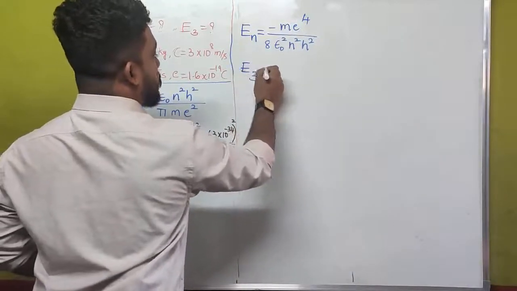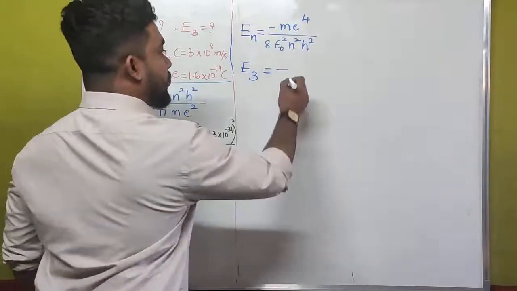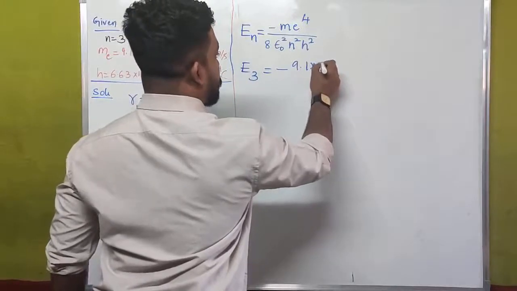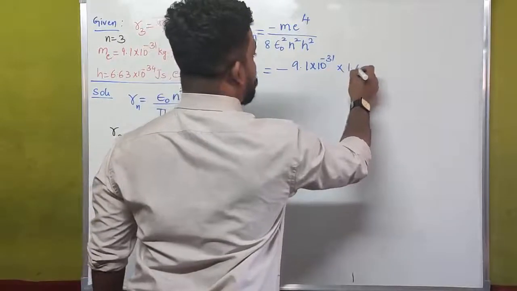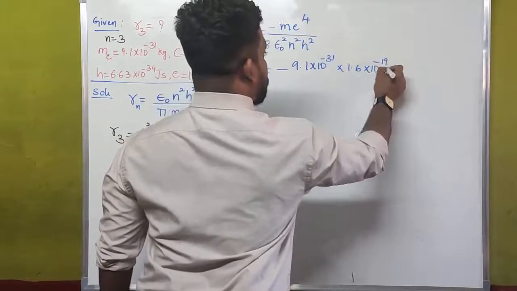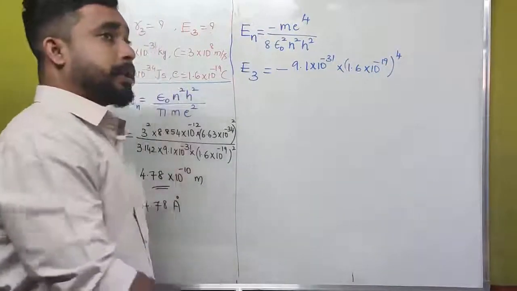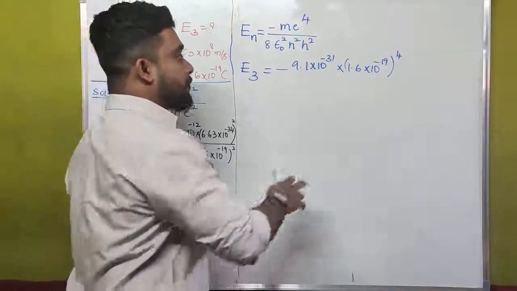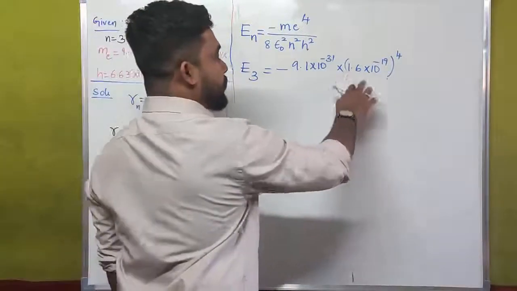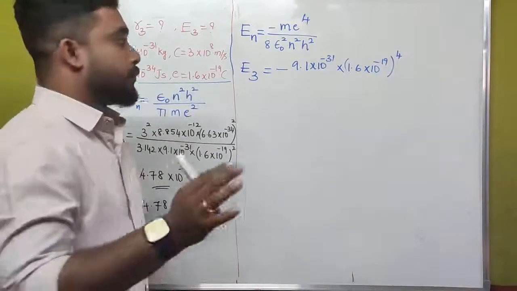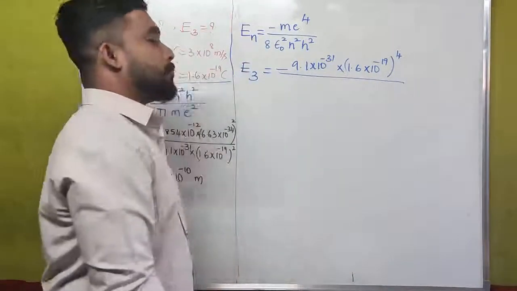N is equal to 3 here, and we write the minus sign as it is. M is 9.1 into 10 to the power of minus 31 kg, and e is equal to 1.6 into 10 to the power of minus 19 to the power 4. Here we have to multiply 1.6 by itself 4 times, that is 1.6 into 1.6 into 1.6 into 1.6, again multiplied by 9.1.